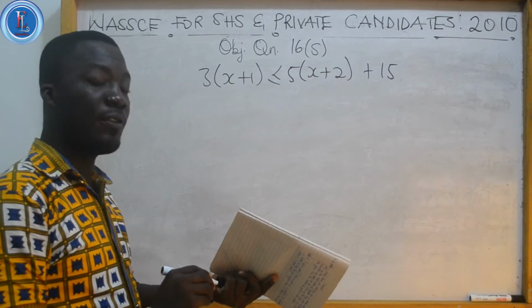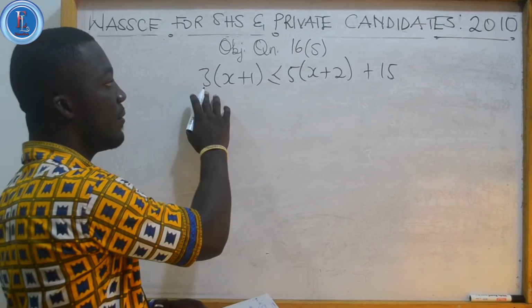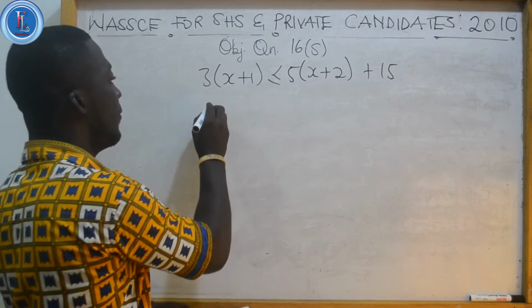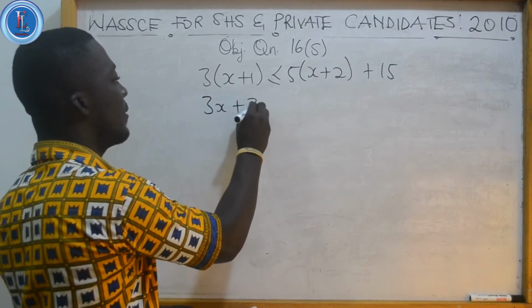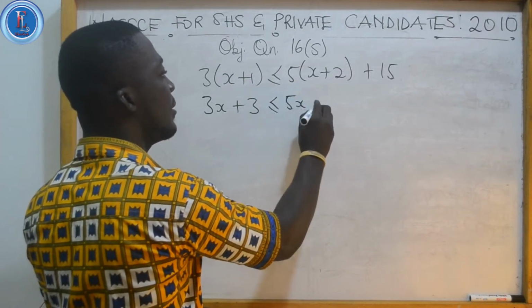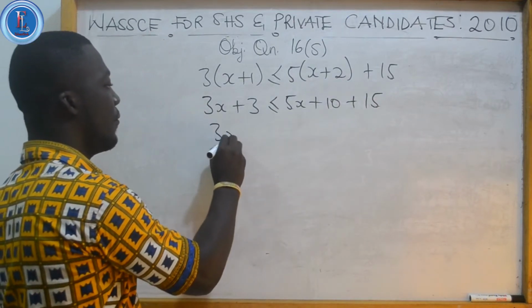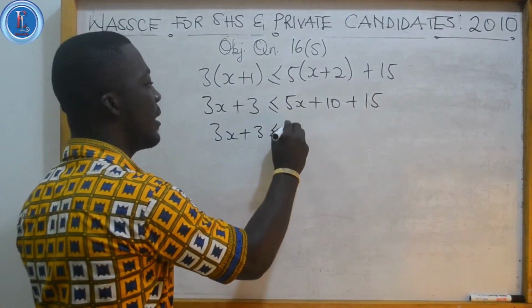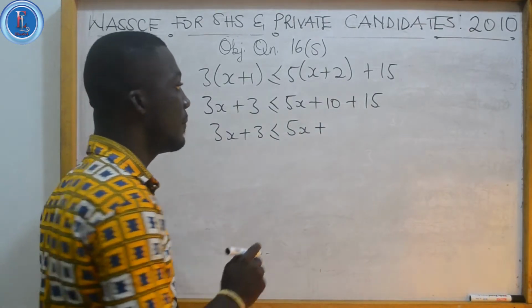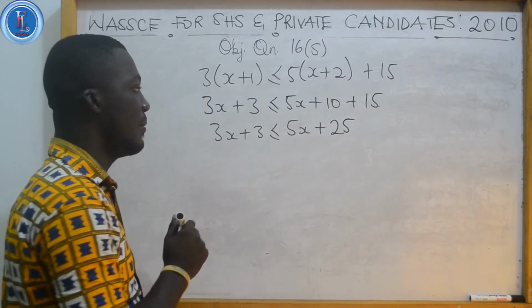In the first step, you are going to expand the bracket. So it means you are going to multiply the factors outside the bracket by the content of the bracket. We're going to get 3x plus 3 less or equal to 5 will multiply this bracket, getting 5x plus 10, then plus 15. So when we sum the numbers at the latter end, that's 10 and 15, we are going to get 25. At this point, we group like terms.